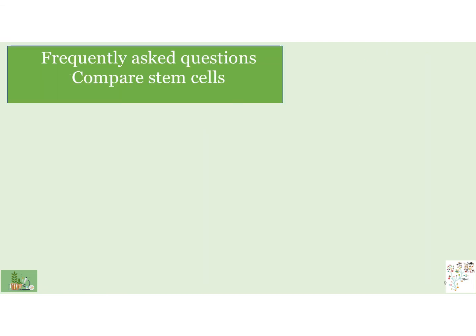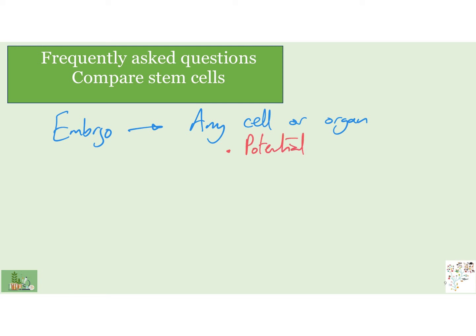Okay, so you could get asked to compare stem cells. As I said, there are three real types. So one, there are human embryo stem cells, which could become any cell or organ. The problem with human stem cells is we say they have a potential for life, which means they have ethical issues.